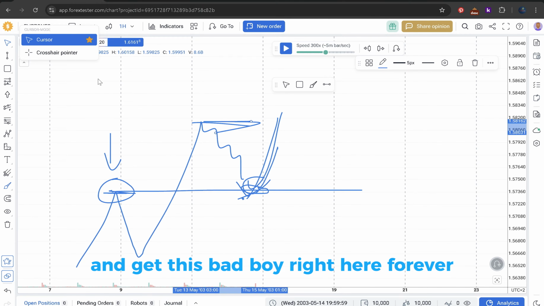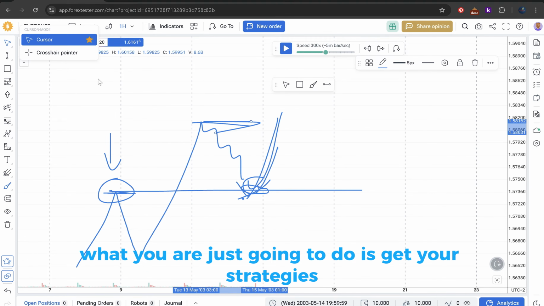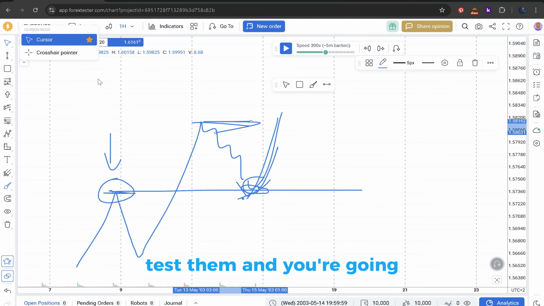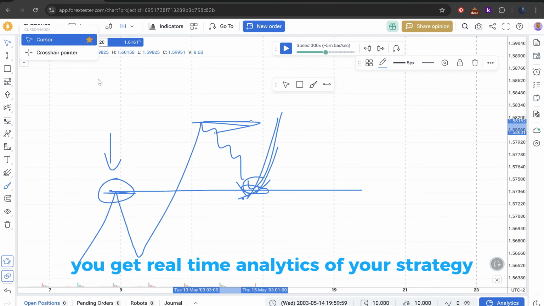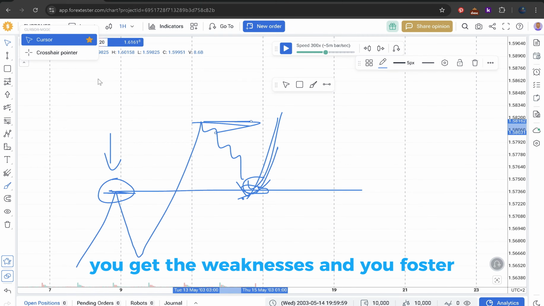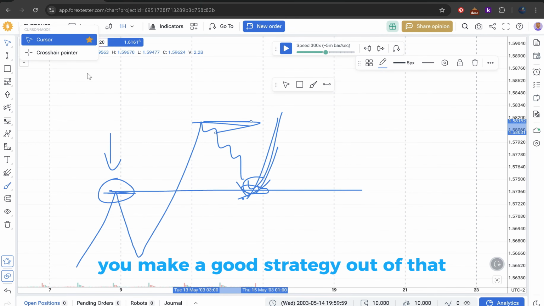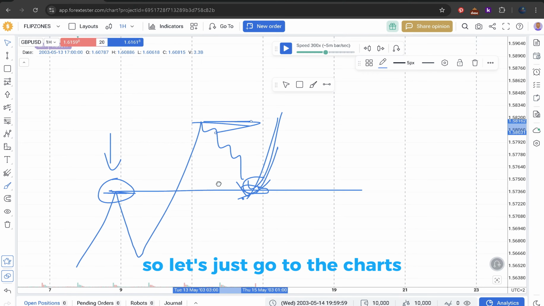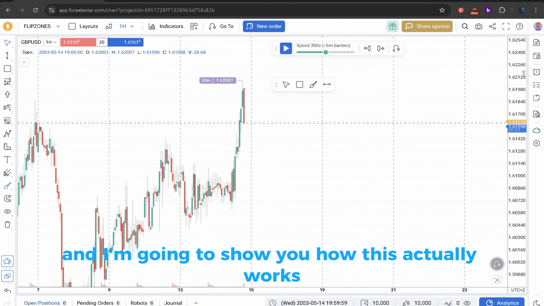What you are going to do is get your strategies, test them, and get real-time analytics of your strategy. You get the strengths, you get the weaknesses, and you make a good strategy out of that. So let's go to the charts, and I'm going to show you how this strategy actually works.